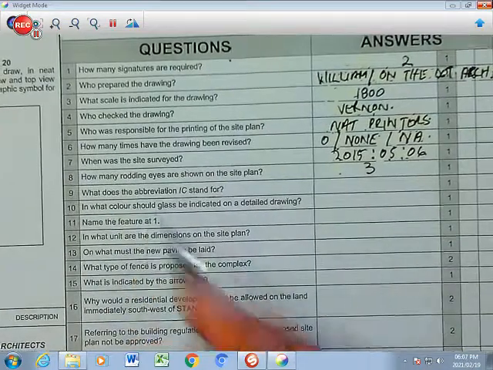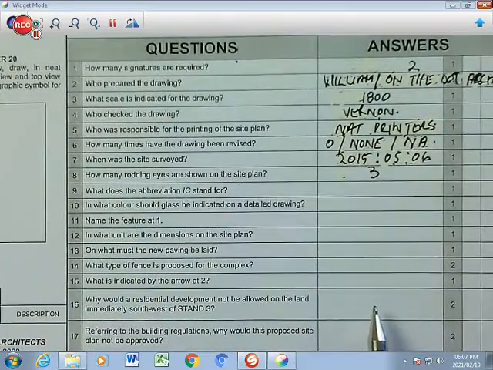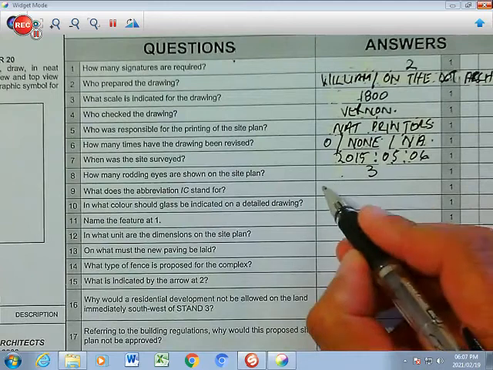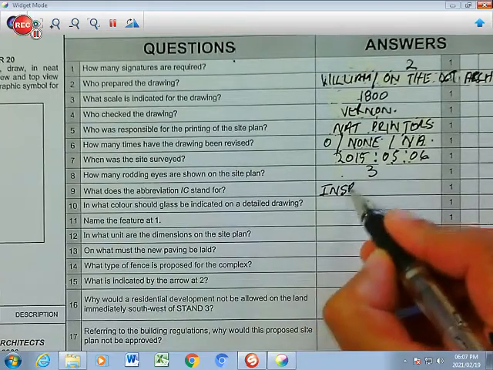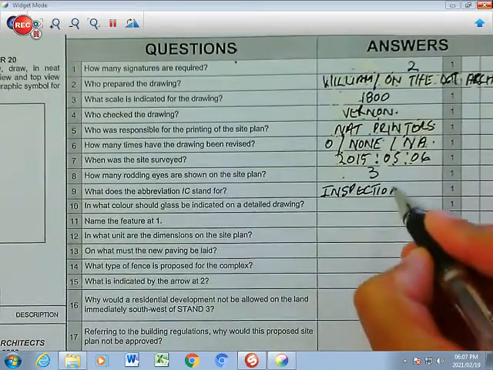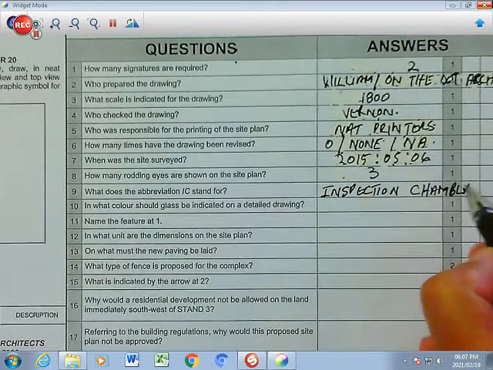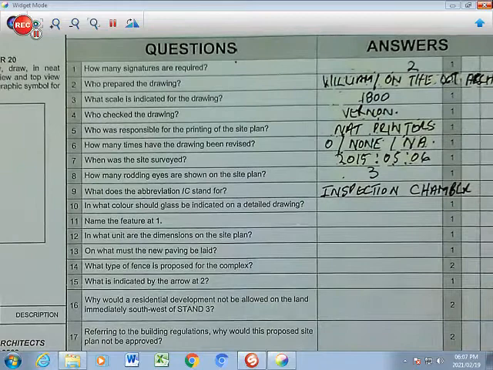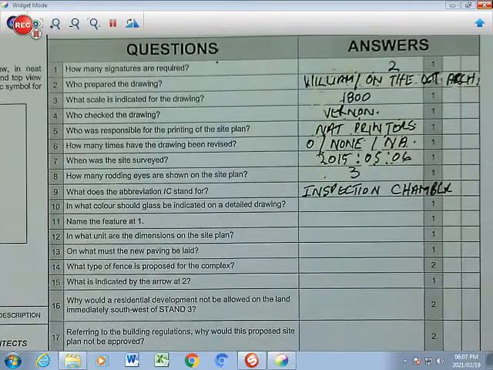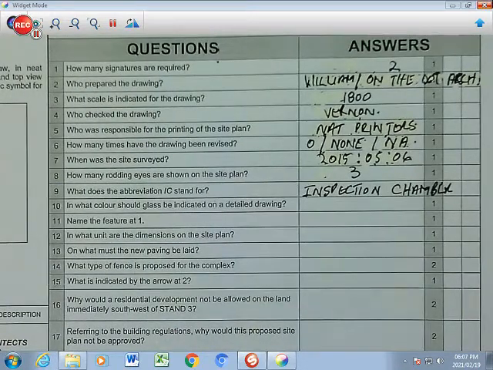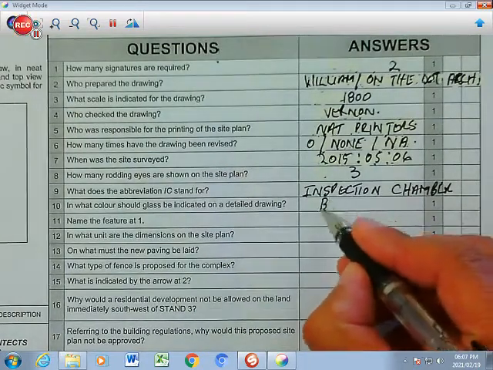What does the abbreviation IC stand for? Without looking, it is inspection chamber. Okay, inspection chamber. If it was IE, it would have been inspection eye. What color should the glass be on the detailed drawing? And that color of glass would be black.